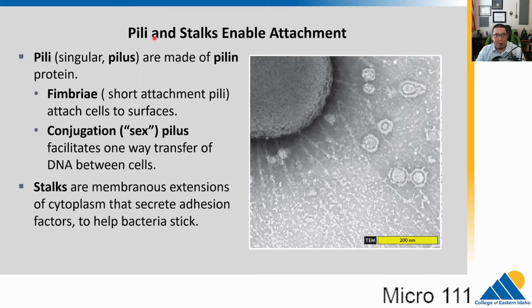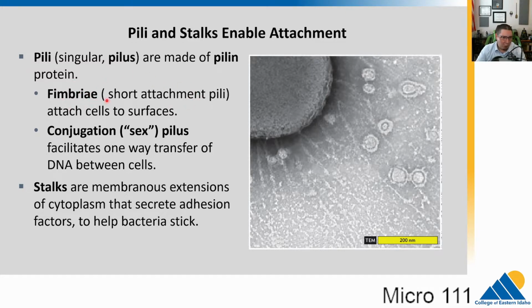So we're going to talk about structures called pili and stalks. So pili is technically plural. A pilus is the singular. These are made of a protein called pilin. That's why they're called pili. And they're basically large projections that come off of the cell. There's some called fimbriae, which are short attachment pili. They help attach to surfaces.